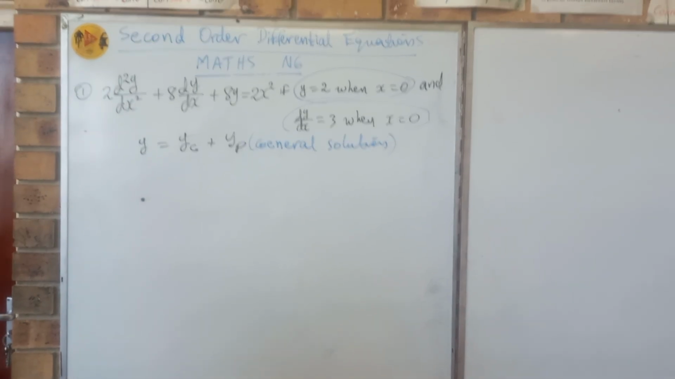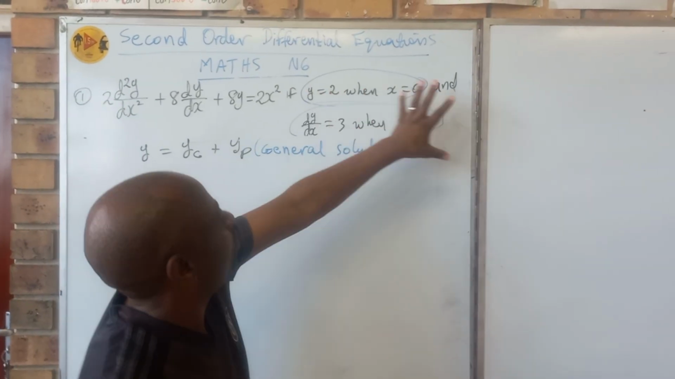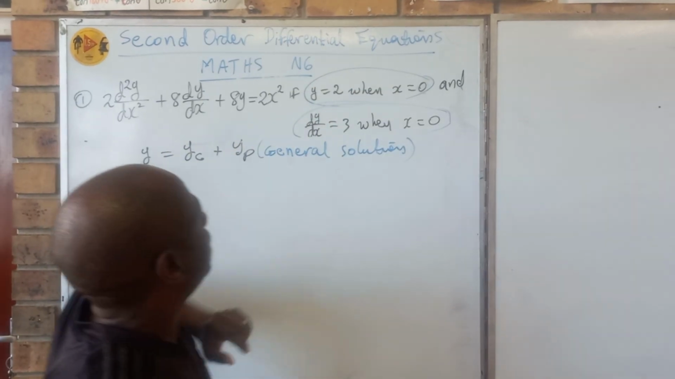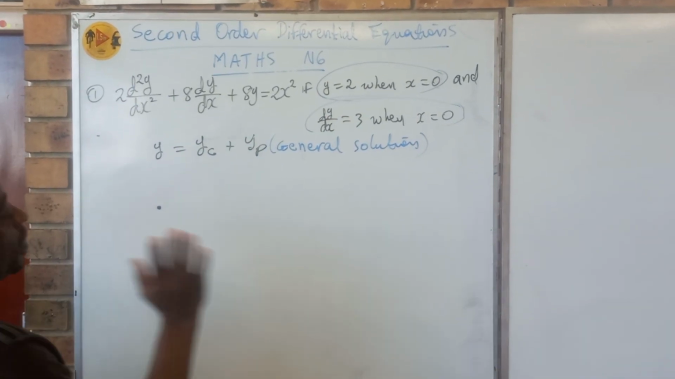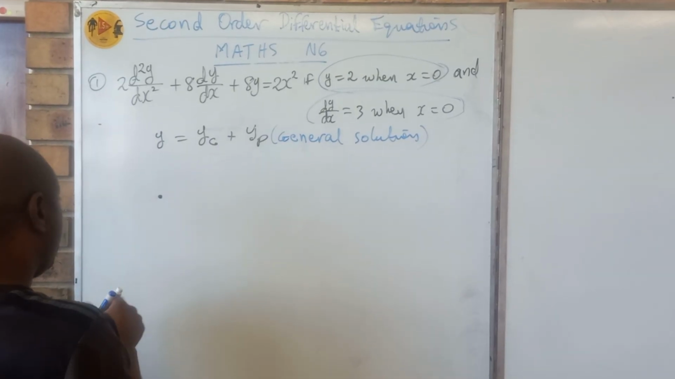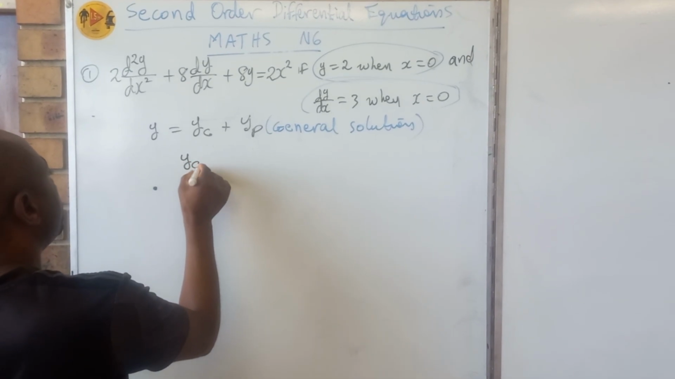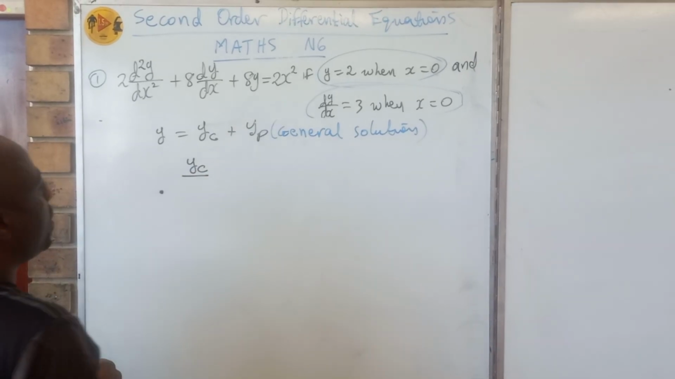Good day guys, we're looking at another second order differential equation. Again, we're looking at the particular solution, that's why you see those conditions given. So it always starts with the general format, where we will need to get our YC. Our YC is our complementary function, YP is the particular integral.